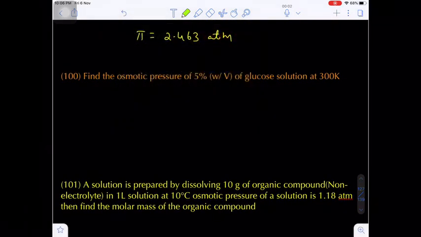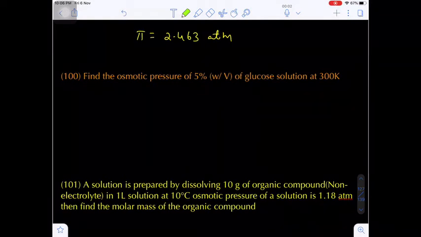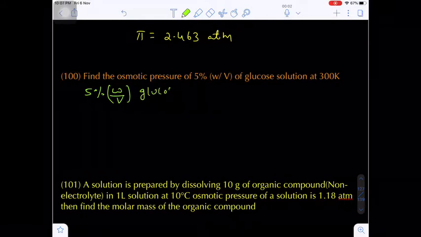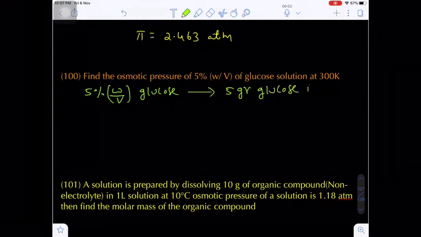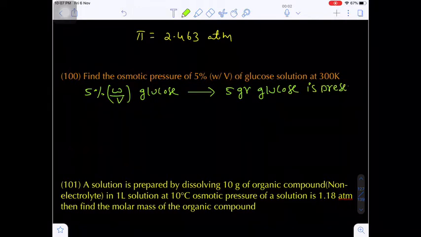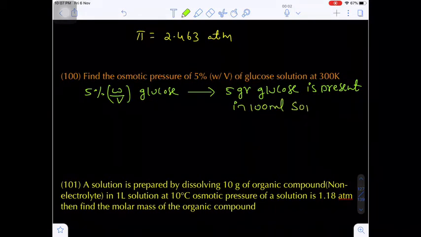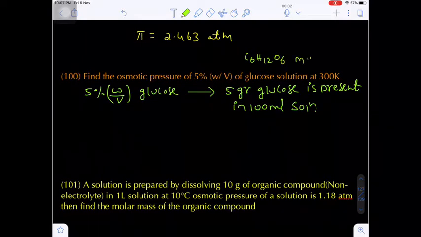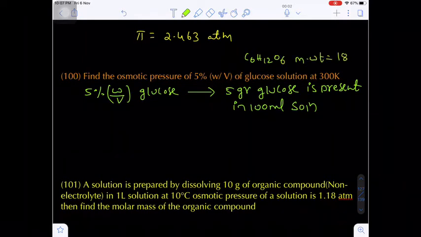Okay, next question number 100. According to question number 100, find the osmotic pressure of 5% W by V glucose solution at 300 Kelvin. What is the meaning of 5% W by V glucose? That means 5 grams of glucose is present in 100 ml solution. Do you know the molecular formula of glucose? C6H12O6. And what about the molar mass of glucose? That will be 180 gram per mole.